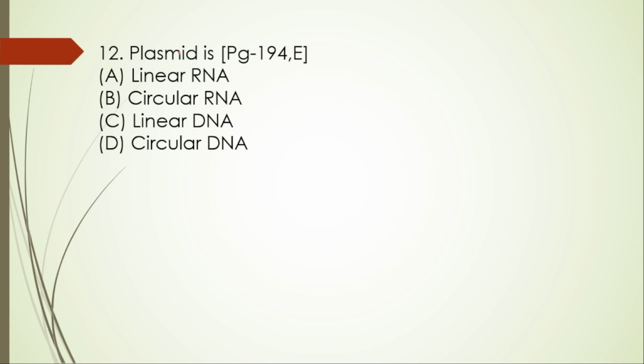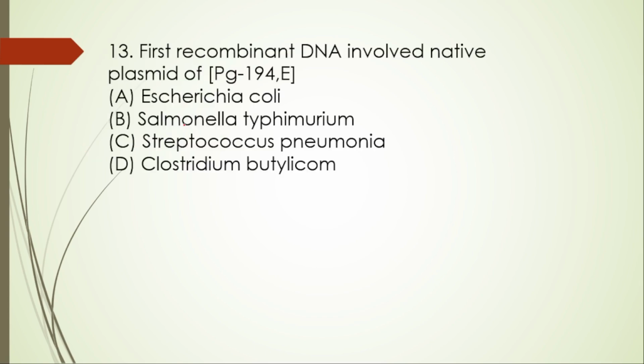12th one. Plasmid is A, linear RNA, B, circular RNA, C, linear DNA, D, circular DNA. So here the right option is circular DNA. It's actually an extra chromosomal circular DNA molecule that is physically separated from the chromosomal DNA and replicates independently. They are the most commonly found double-stranded circular DNA in bacteria. Next, 13th one.